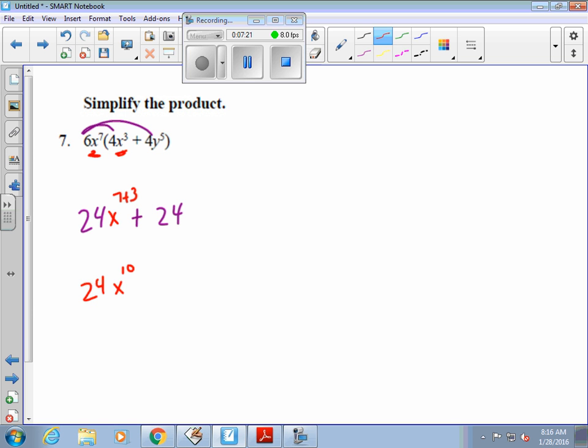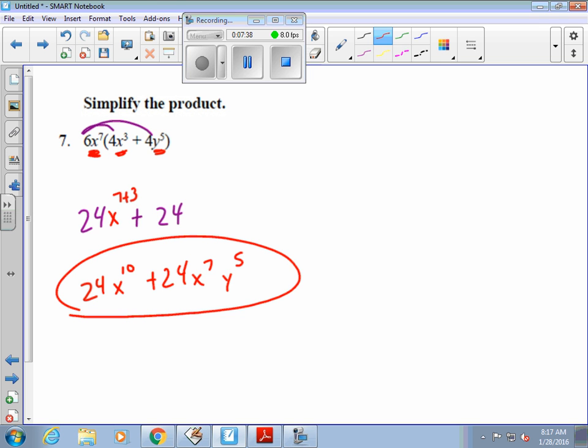The other one, though, when you look at it, is x to the 7th again times y to the 5th. That's not the same base, x and y. So you simply write it as 24x to the 7th, y to the 5th. You cannot put those two together and get the number 12. And that is considered simplified.